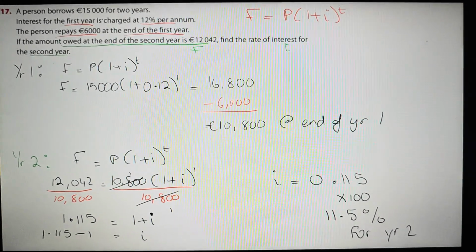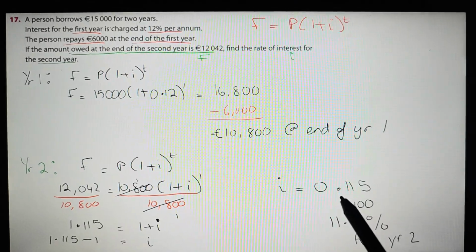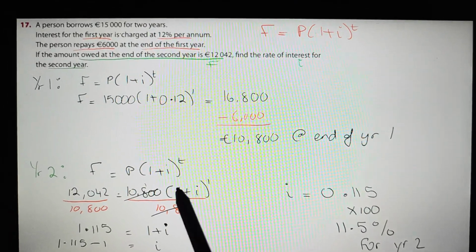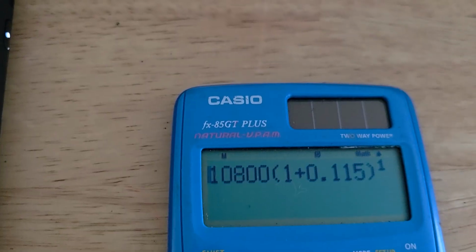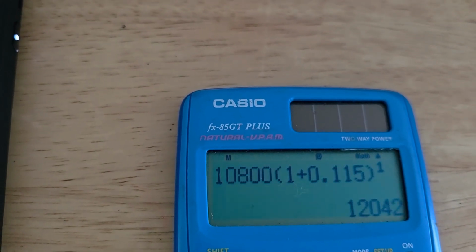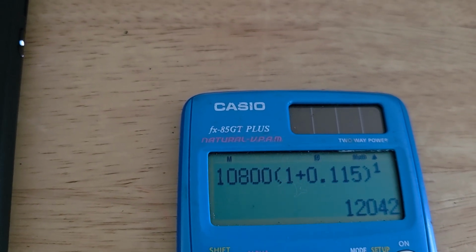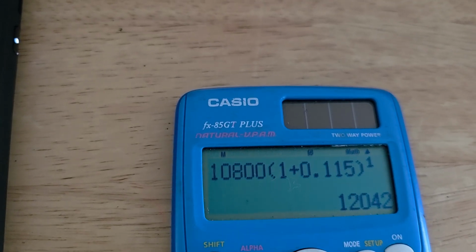You can check if that's correct. You'll use your decimal interest rate of 0.115. You can sub it in here to see will you get back 12,042, and you will. €12,042. So I know my interest rate is correct.